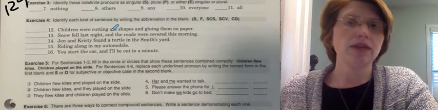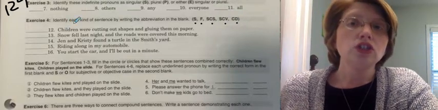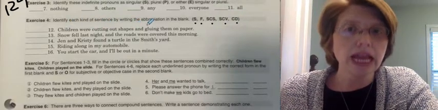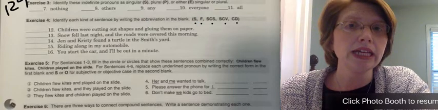Okay? Now, let's do this part together because this we haven't reviewed in a while. We're going to identify them as just a simple sentence, a fragment, a compound subject, a compound verb, or a compound sentence. Okay? Children were cutting out shapes and gluing them on paper. Okay, I have a subject which is children. What were they doing? Cutting and gluing. So this is going to be a simple compound verb.